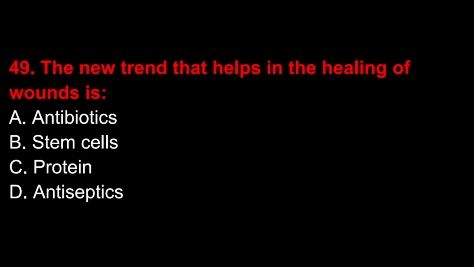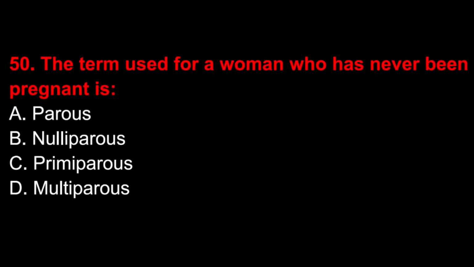Question number 49. The nutrient that helps in the healing of wounds is. Correct answer is option C, protein. Question number 50. The term used for a woman who has never been pregnant is. Correct answer is option B, nulliparous.